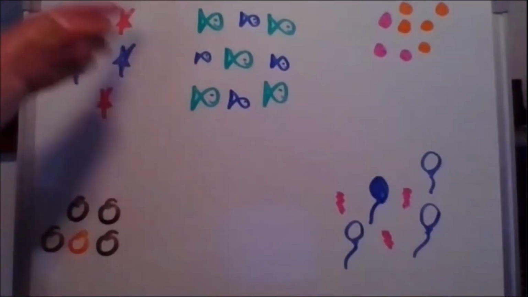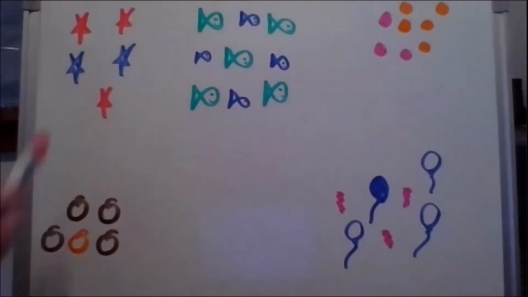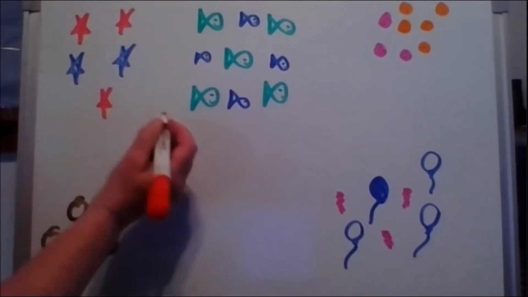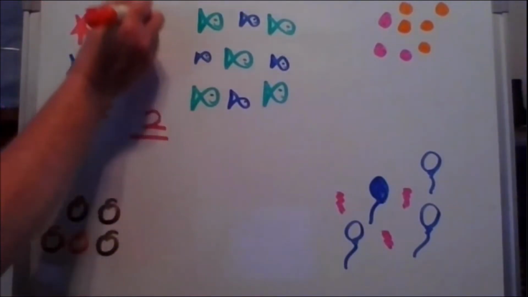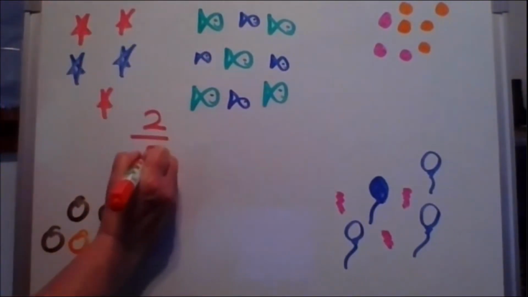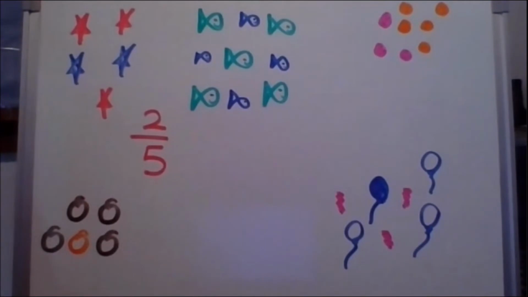So boys and girls, let's look at the stars. How many stars are blue? Because we're going to write the fraction of how many of the stars are blue. That's right, 2 out of the total number of stars. Very good, that's 2/5.